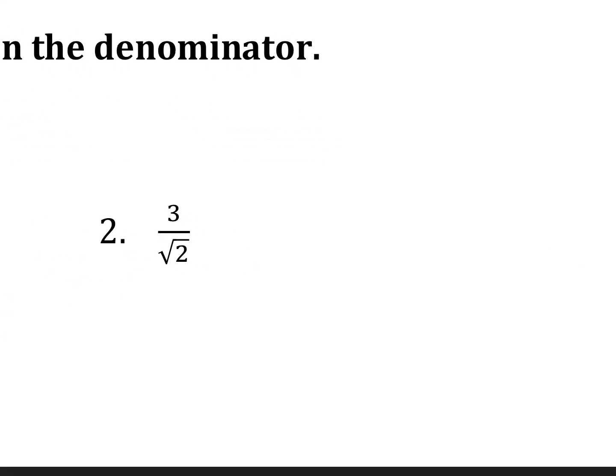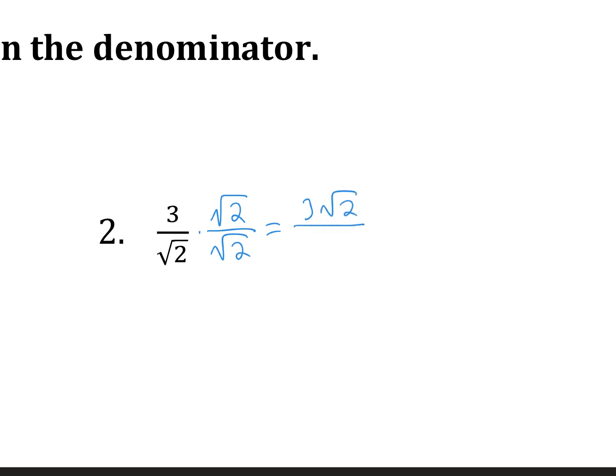All right, we have 3 over square root of 2. How do we get rid of this radical in the denominator? We're going to multiply top and bottom by square root of 2. So on top, we get 3 square root of 2 over, what's square root of 2 times square root of 2? That's going to be just 2. Can we do any reducing here? 3 doesn't divide by 2 nicely, so we're going to just keep it as 3 square root of 2 over 2.